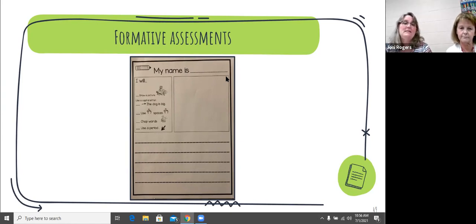This is a writing assessment that we've developed. Johnny's great with the computer. Me, not so much. I'm old fashioned cut and paste.